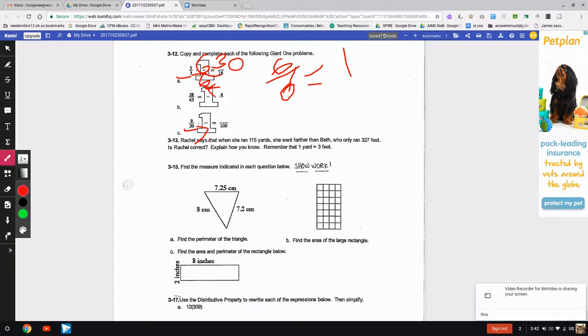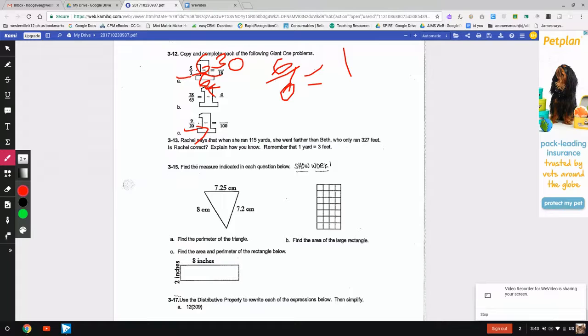13, Rachel said she ran 115 yards. She went further than Beth that only went 327 feet. So you're dealing with yards and feet, which are two different distances. Is Rachel correct? Did she run further? Explain how you know. So we just need a sentence here on how you know. Remember that 1 yard is 3 feet.